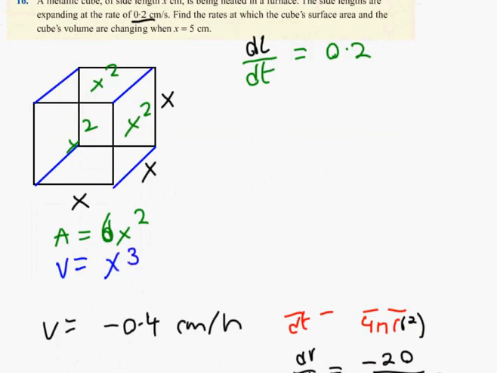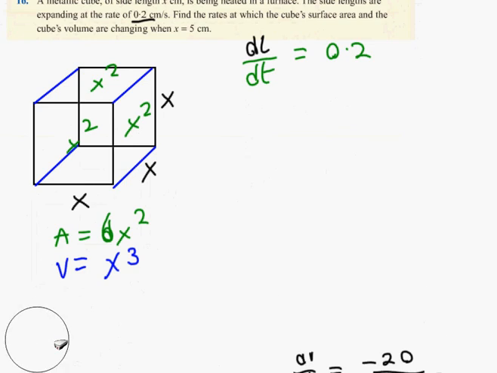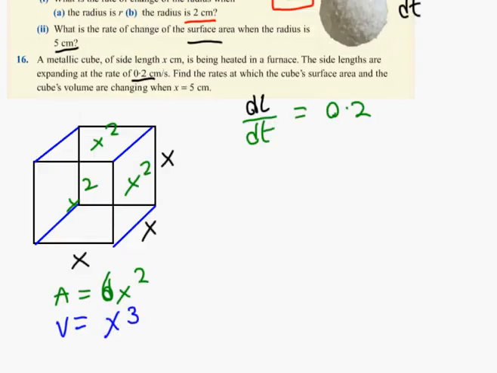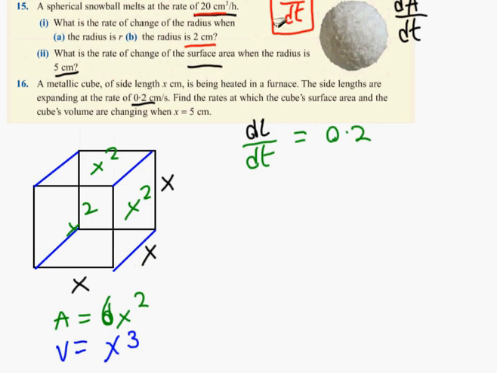X cubed, yeah. At the moment we only have dl dt. I think that might actually have to change to dx dt, because x is the side length. So we're going to represent the length by x, okay? So it's dx dt, and it's increasing at 0.2. Find the rate at which the cube's surface area and the cube's volume are changing. Now we want dA dt. Is everybody happy with that?